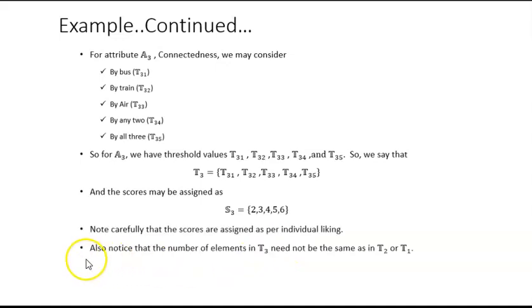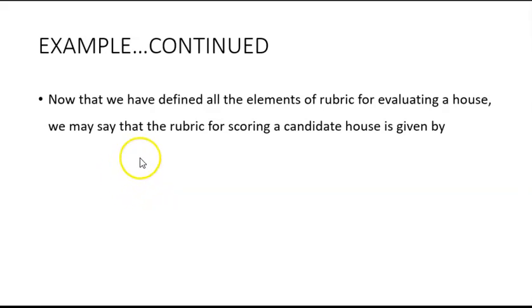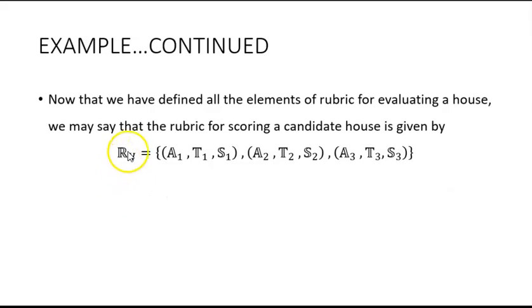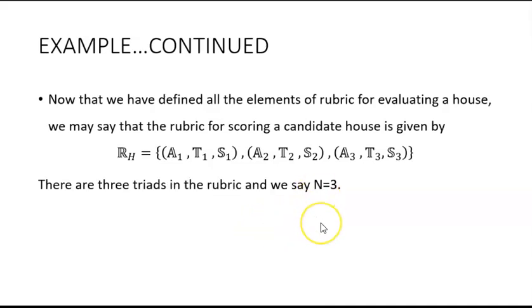The number of elements in S3 need not be the same as S2 and need not be the same as in S1. We sum it all and say that the rubric for scoring a candidate house is given by this R for selecting a house. There are three attributes A1, A2, A3. So there are three elements in the set. Each element is a triad, that is ordered elements put in round brackets. A1, T1, S1, A2, T2, S2, A3, T3, S3. There are three triads and we say n is equal to 3.